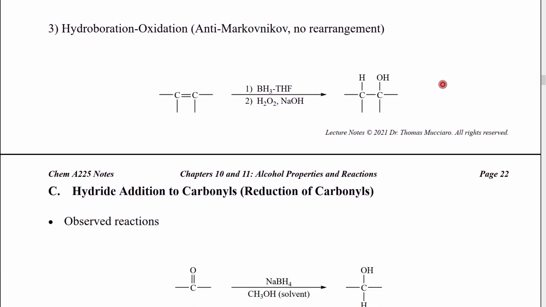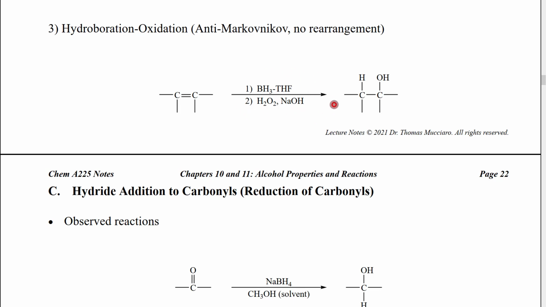The third reaction that we looked at as a hydration was called hydroboration oxidation. We start with an alkene. We use borane THF complex, BH3, complexed with THF. That's the first step. After we're done with that step, we would add in hydrogen peroxide and sodium hydroxide.